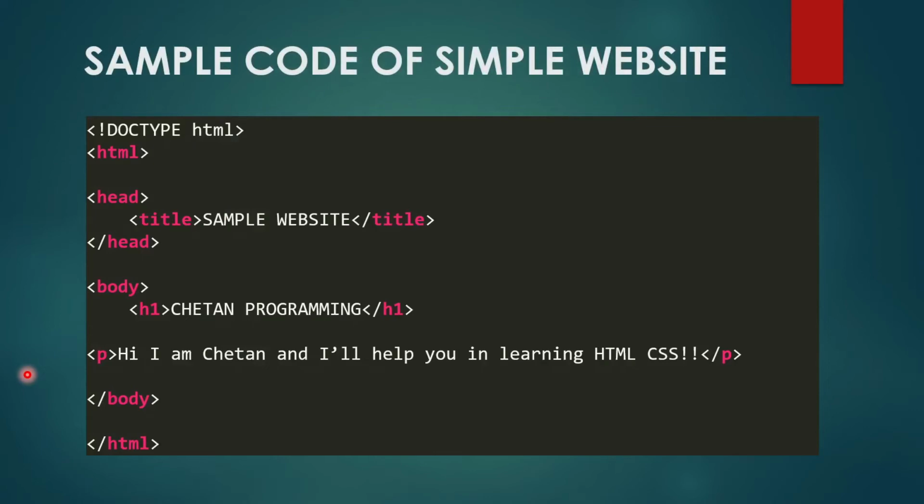Now you can see this is the sample code of a simple website that we are going to build in the next video. So you can see how many tags there are. This one is not technically a tag, so I will not count it. First the HTML tag, then a head tag, then a title tag, like 1, 2, 3, 4, 5, 6. Almost 6 tags, and this many lines are required for a simple website that says Chetan programming, and in the next line it says, hi, I'm Chetan and I will help you in learning HTML and CSS. Yes, I'm going to help you. So you can see how many tags and how many lines of code are required to just create a simple website that says this.